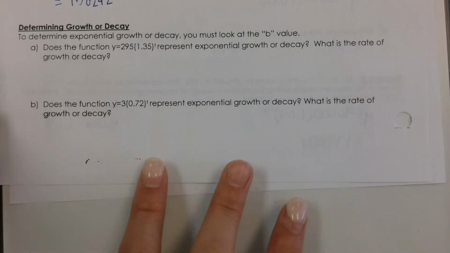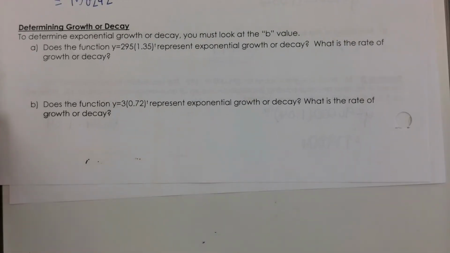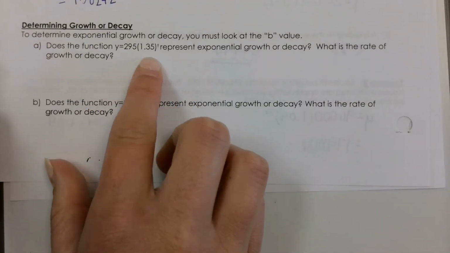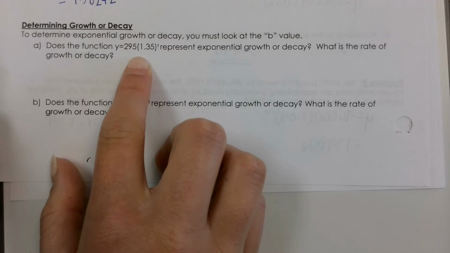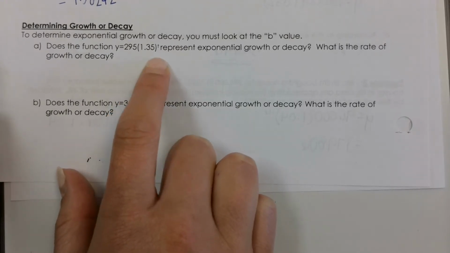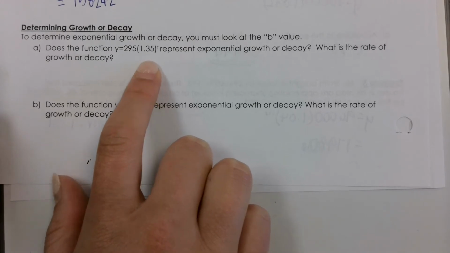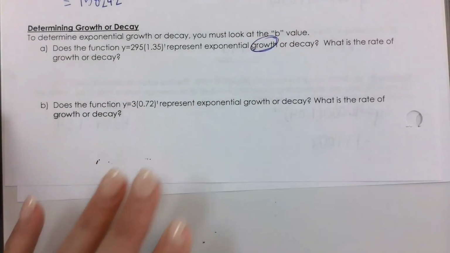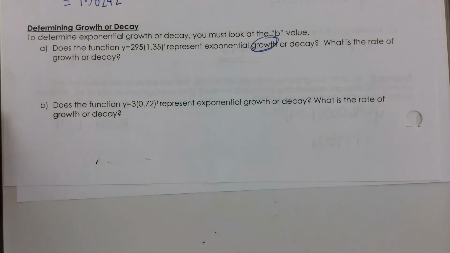Oh, good. Okay, so the next section, we want to determine if it's growth or decay. And then it's going to ask us for your rate of growth or decay. So for this function right here, is it going to be growth or decay? Why is it growth? That number inside parentheses is bigger than 1, so that means growth every time, right? So we know it's growth. So what was the growth rate? How are we going to find that?